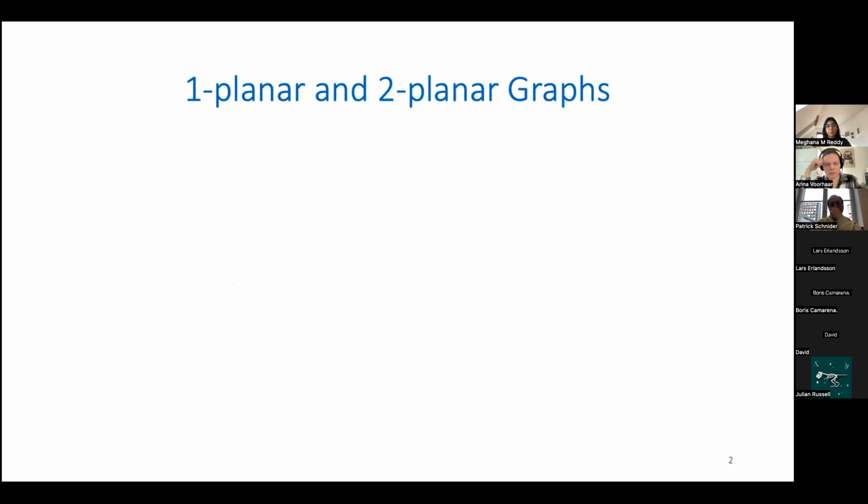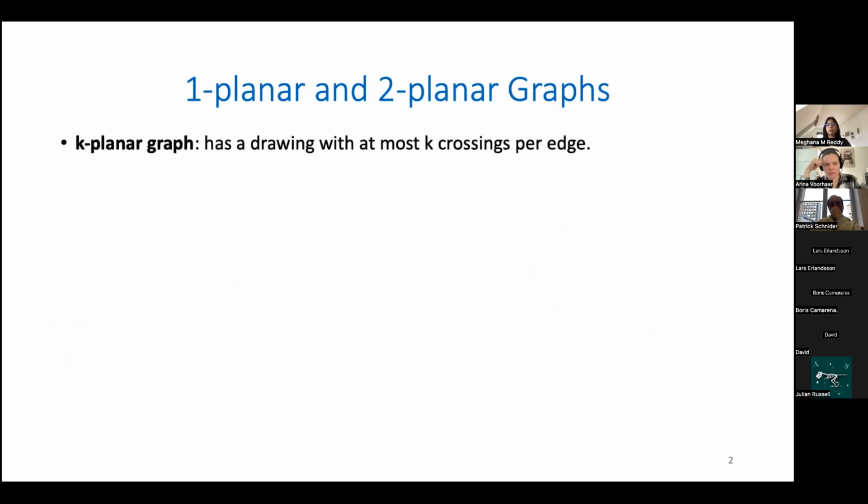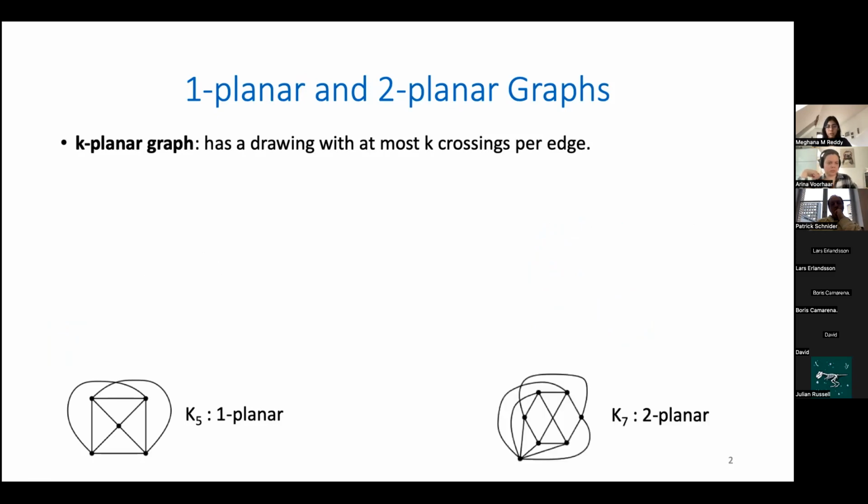Okay, so now we've understood planar graphs. Let's now look into 1-planar and 2-planar graphs. What are they? Let's look at the more generic definition of k-planar graphs. A graph is called k-planar if it has a drawing where each edge has at most k crossings. For example, K5 is 1-planar because we can draw it in the plane such that there's at most 1 crossing per edge. Similarly, K7 is 2-planar.